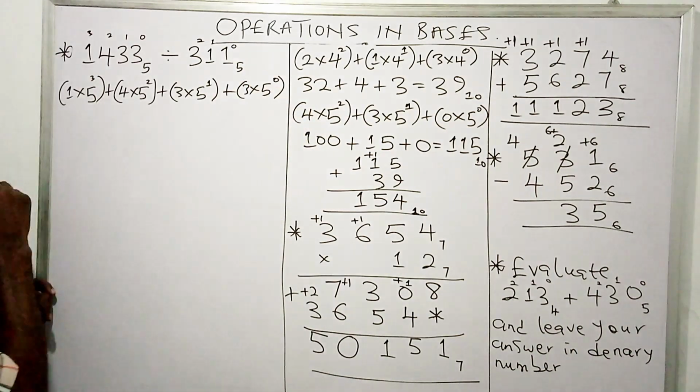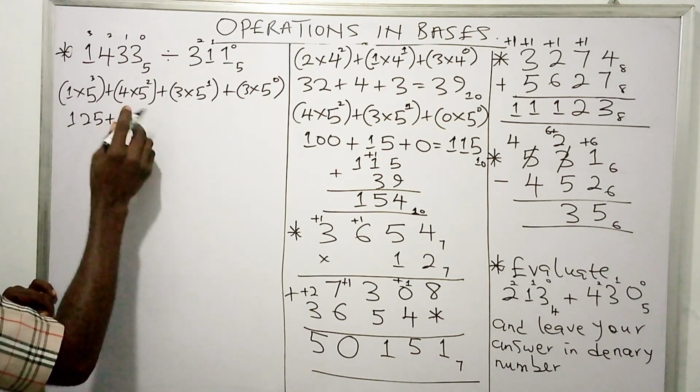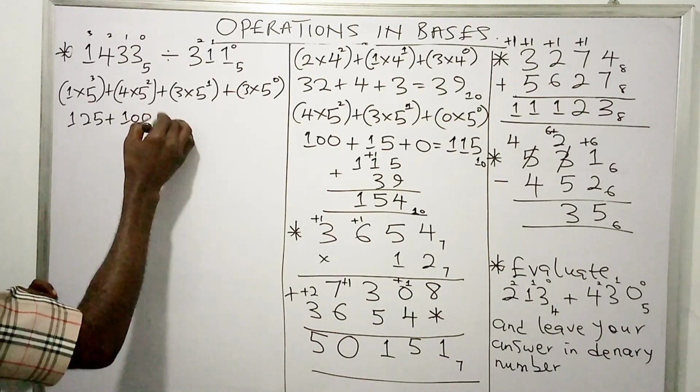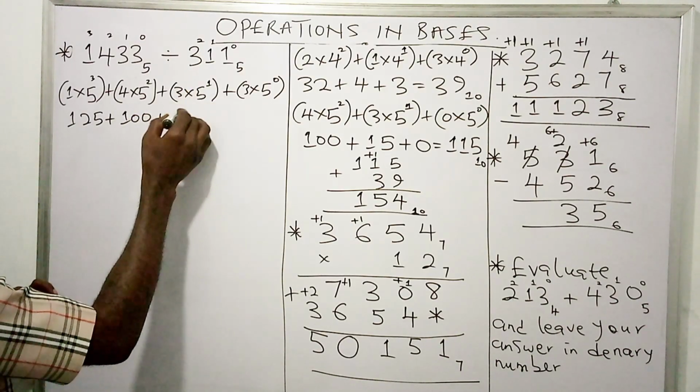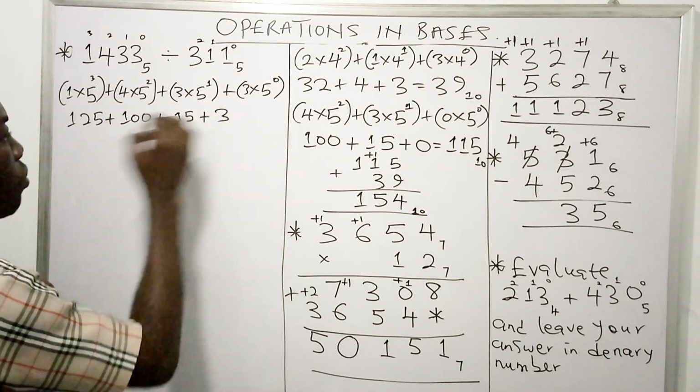Now 5 raised to the power 3 will give us 5 times 5 times 5. That will be 125. Then here 5 raised to the power 2 is 25 times 4. That will be 100. 5 raised to the power 1 is 5 times 3. That will be 15. 5 raised to the power 0 is 1. 1 times 3, that will be 3.